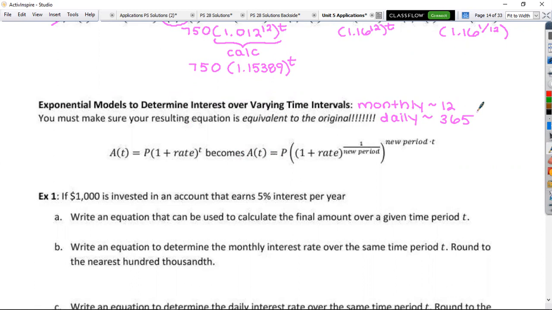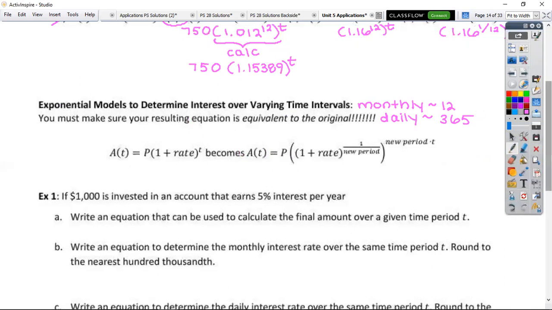So what we're going to be doing is we're going to write your formula. We're going to go 1 divided by the new period of time raised to the new period times T. Why? Because this produces an equivalent rate, because those would essentially think about canceling. So we're going to start right with number 1 here.